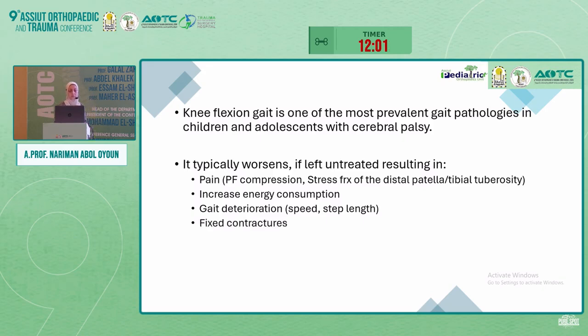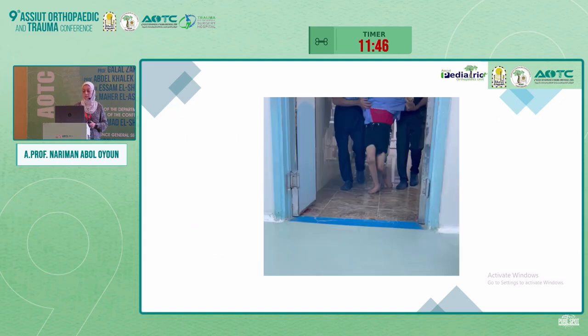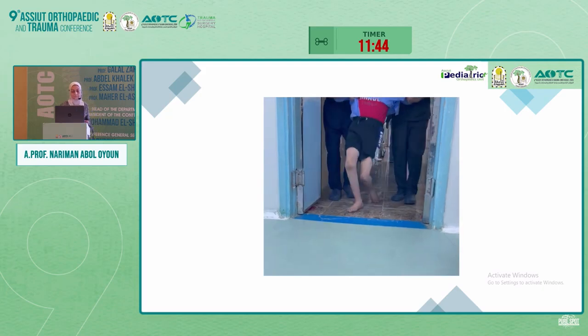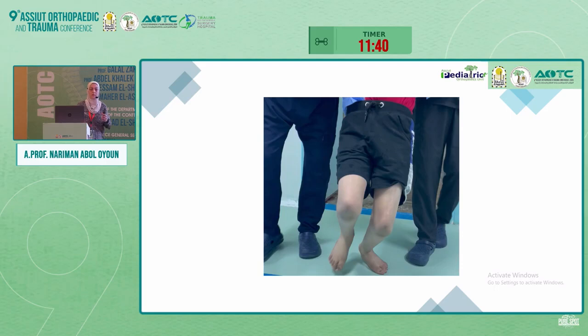Fixed contracture results, even if the knee could actually reach full extension at the beginning. In a year or two, the knee could actually stick into the fixed contracture position. Eventually, you lose the walking ability, as we might see in this video. Excessive knee flexion, increasing body weight caused by the lack of movement, caused by growth. At the end, this patient cannot stand on his own or even with assistance.